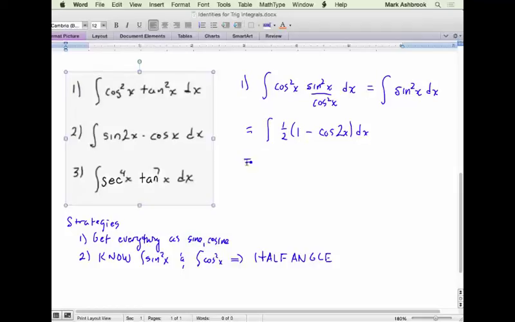So we can pull the 1/2 out in front, and we have an easy integral here. The antiderivative of 1 is x. The antiderivative of cosine 2x is going to be 1/2 sine 2x plus c. If you want to distribute that 1/2 or leave it like that, it doesn't matter. You could have 1/2 x minus 1/4 sine 2x.